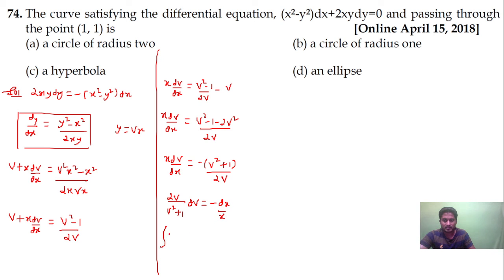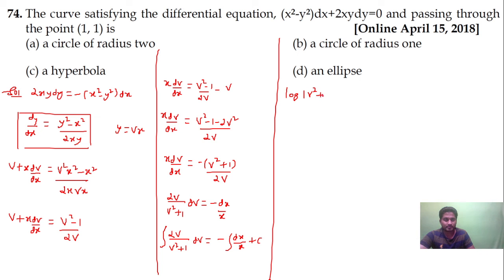Now if I integrate, you get integration of 2v divided by (v square plus 1) into dv is equal to minus integration dx by x plus c. You differentiate the denominator, you get the numerator, so you get log of (v square plus 1). Okay, minus, you shift on the left side, it will be plus. Integration of 1 by x is log x is equal to c, which can be written as log c. Log m plus log n is log (m into n).